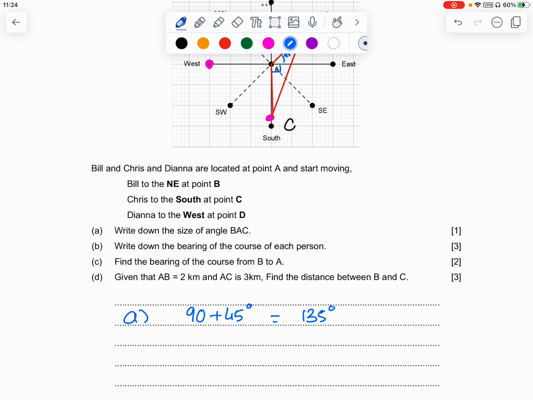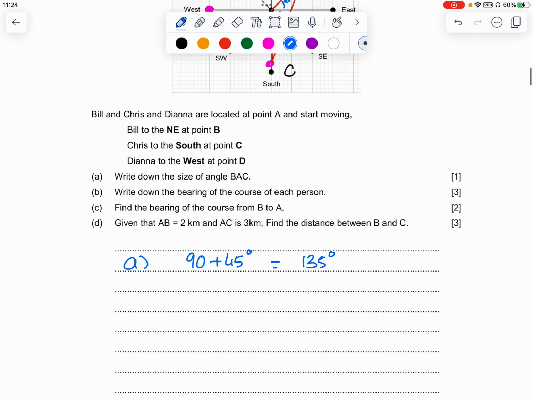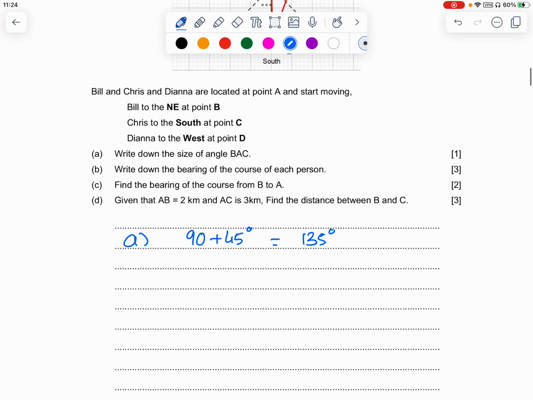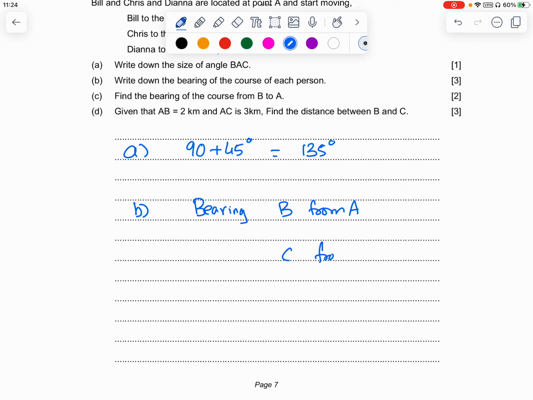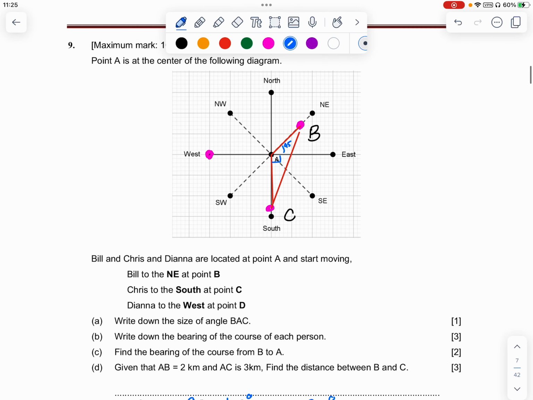Write down the bearing of the course of each person. So bearing of B from A. So I'm going to do bearing of B from A, C from A, D from A. So what is the meaning of bearing? Bearing of B from A. So what is the meaning?